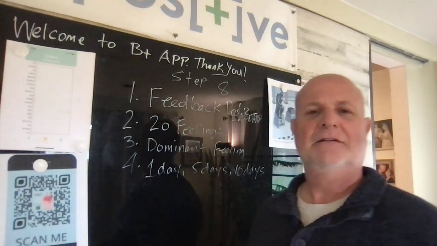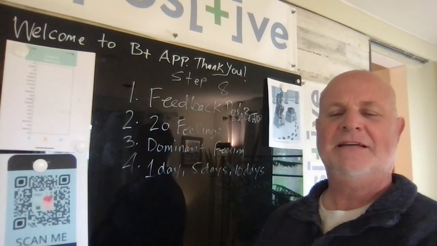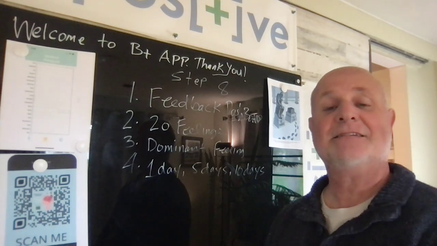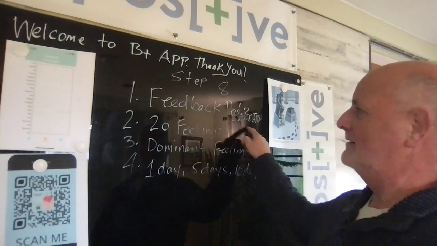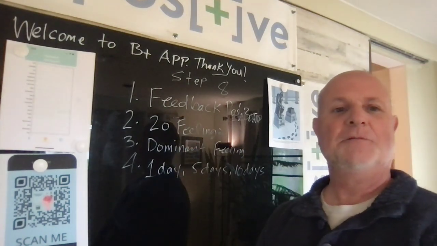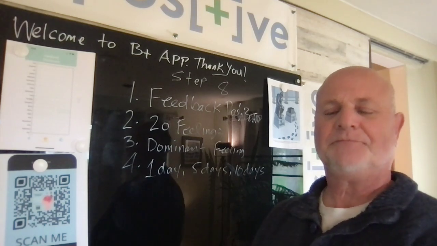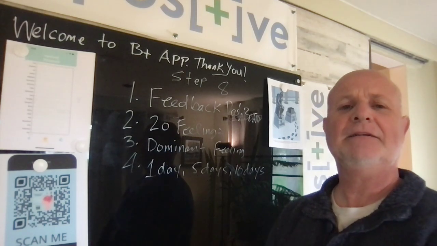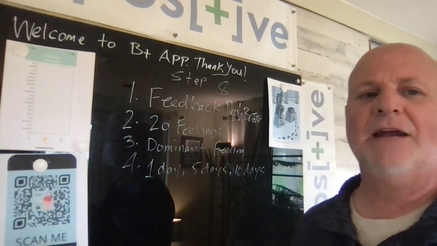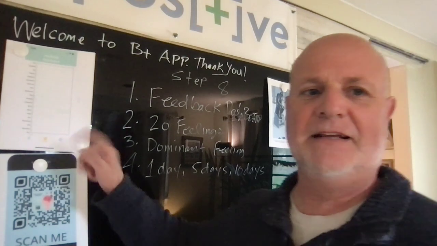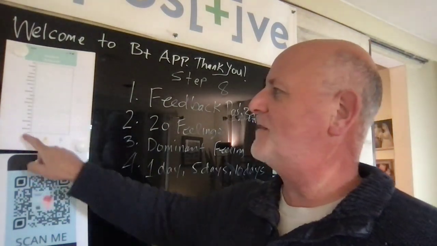Giuseppe here. This video, if you come upon it, is for B-positive users. Step number 8, the feedback dashboard. This is where your information is stored when you complete the other steps, to see how you're doing and to reference. Now this graph, I know you can't really see it all that well. There's 20 feelings on here, from love at the top to fear at the bottom.